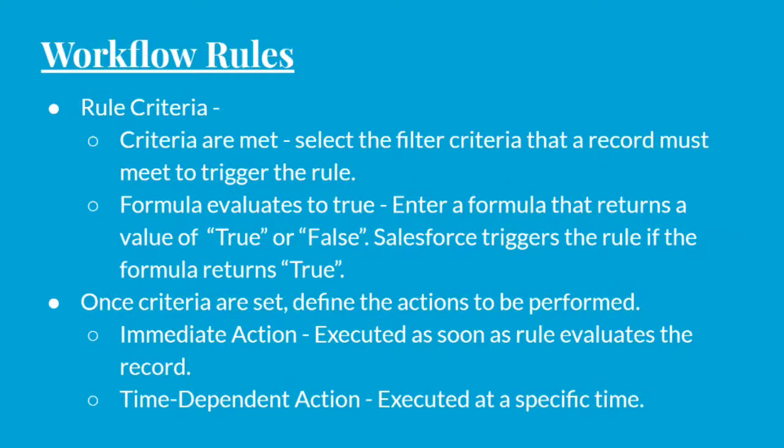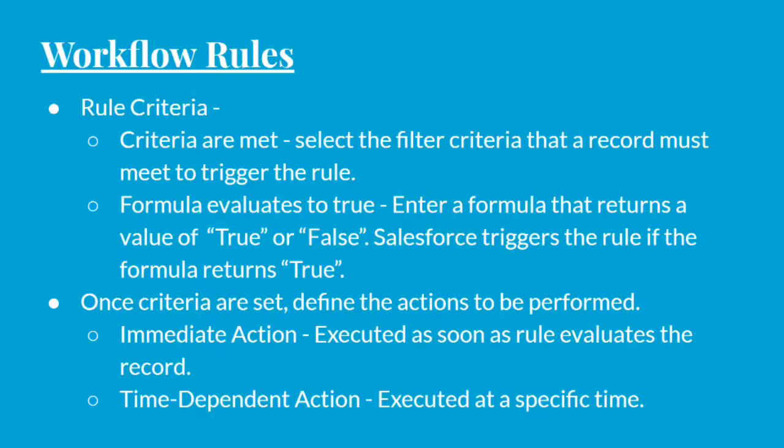Then the second thing is rule criteria. The first one was the evaluation criteria, where your workflow gets evaluated. Now the rule criteria. So there are two options under the rule criteria. The first one is when the criteria are met. So select the filter criteria that a record must meet to trigger the rule.